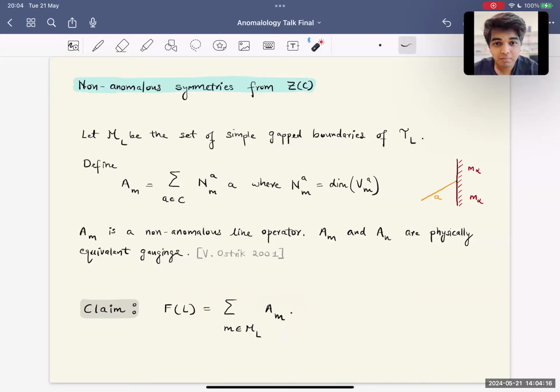Like in the Fibonacci case, we found 1 and 1 plus tau. Those two are algebras which come from certain modules, certain gap boundaries of the Fibonacci symmetric TQFT. So this is the structure of F of L, and this is how you can look at F of L and decompose it into subalgebras and look at which gaugings are equivalent. Questions on this?